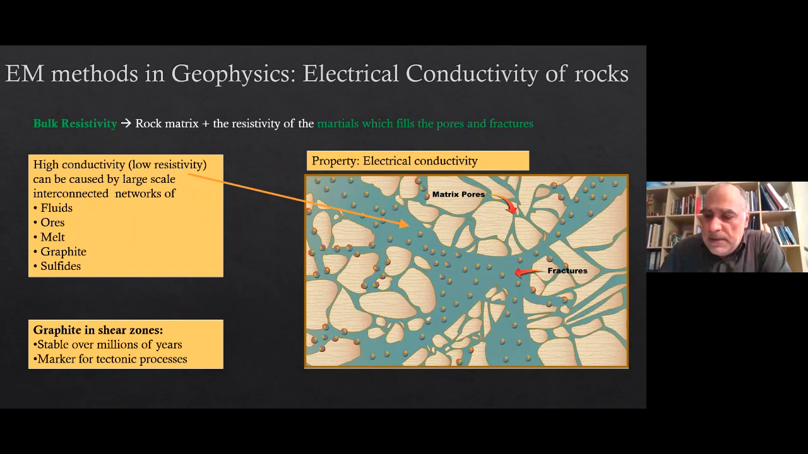So there are several methods and ways to get, for example, from the electrical conductivity that we measure to porosity. This is something that can be estimated via Archie's law or other ways to get these parameters. Another thing to notice here is that the graphite in the shear zones is stable over millions of years, and it is a marker for old tectonic processes. So by studying the electrical conductivity of the subsurface, we can reconstruct some tectonic processes that happened millions of years ago.